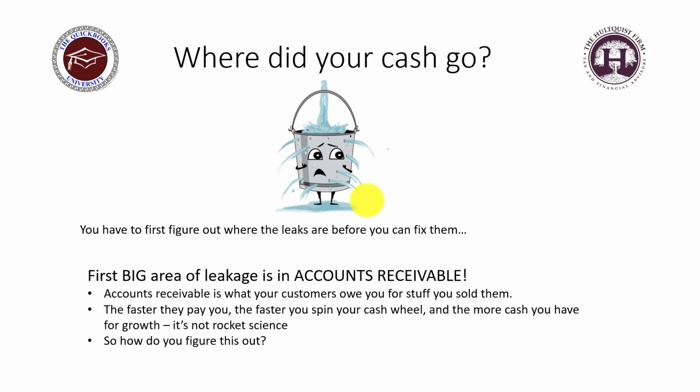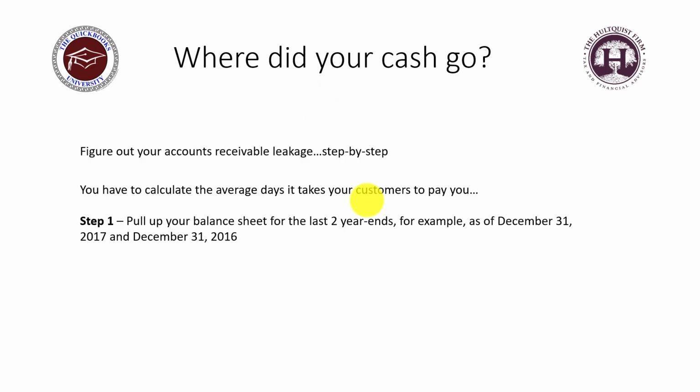So how do we figure this out? Let's walk through an example. Let's figure out this accounts receivable leakage, and you can use this in your business. This is not hard to calculate. It's not hard to do. We have to figure out the average days it takes your customers to pay you. Now, this is an average, and we're using a simple example, but again, you can do this over different time periods. You can do it for individual customers. Usually, you're going to do it on an average to see what's going on.